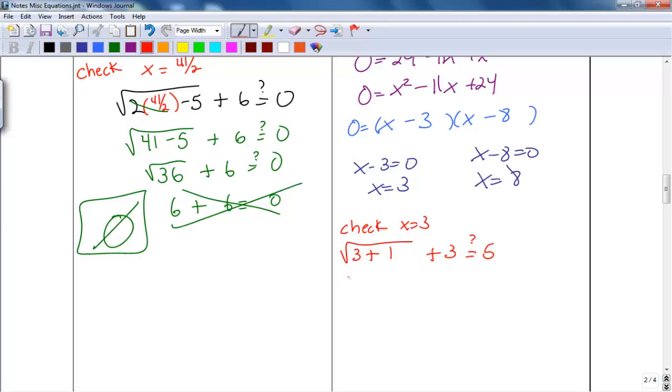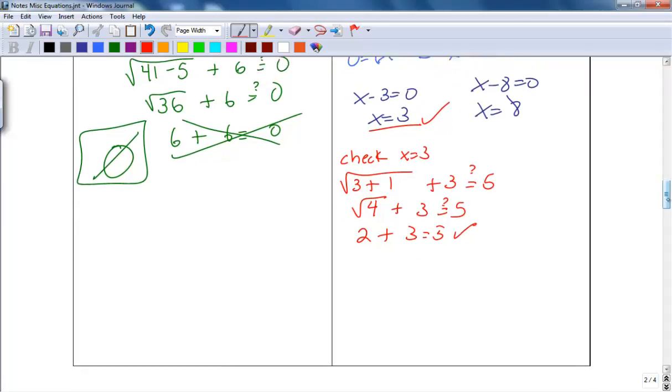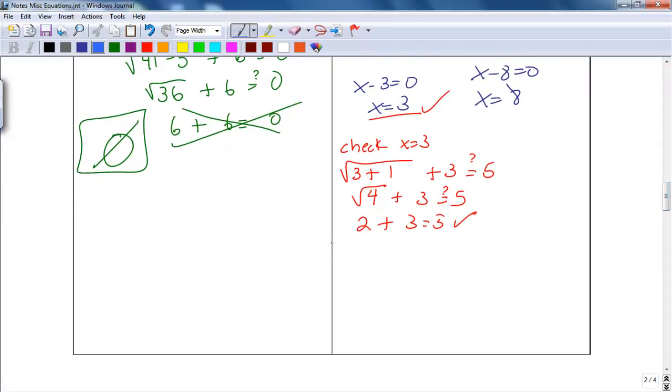So let's work this out. 3 plus 1 is 4, so we have the square root of 4 plus 3, still trying to figure out if that equals 5. Well, the square root of 4 is 2. Does 2 plus 3 equal 5? Yes, it does. That means x equals 3 checks out just fine. But I had two answers, so I have to check x equals 8. So let's go ahead and do that.